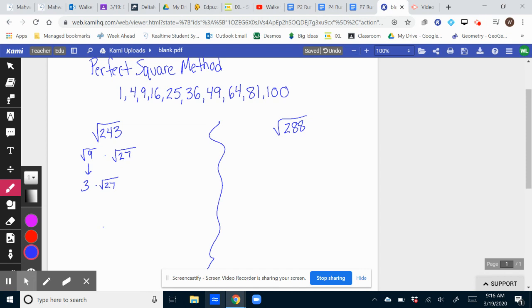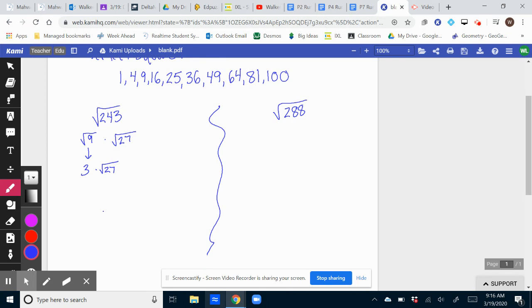Now you're done if none of these perfect squares go into 27. But I know that 9 goes into 27. And it's nice as you break these down, the numbers get smaller in the radical, because for 27, for example, you only have 1, 4, 9, 16, and 25 to choose from. Something bigger than 27 can't go into 27. So it gets easier as you go.